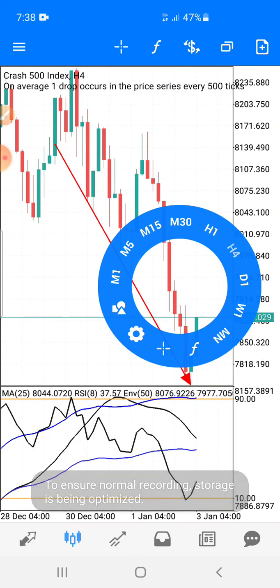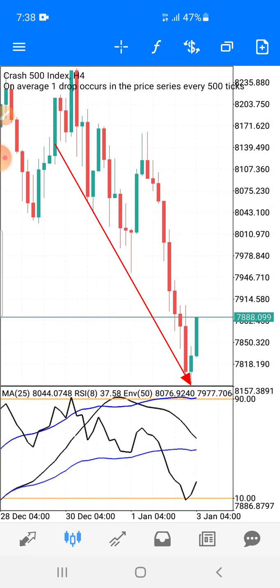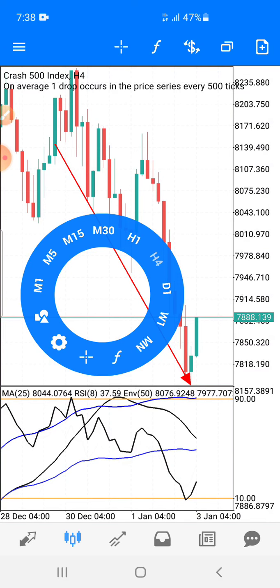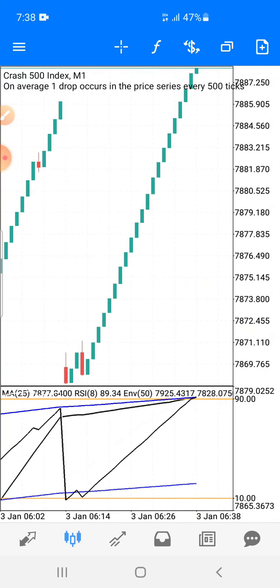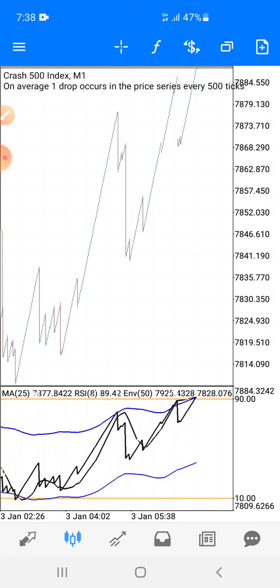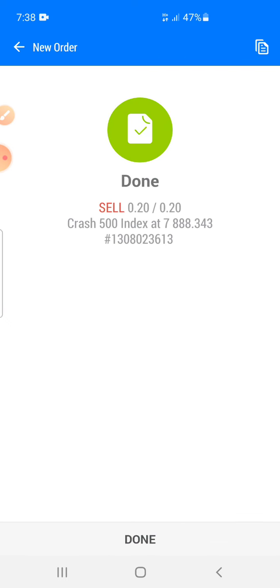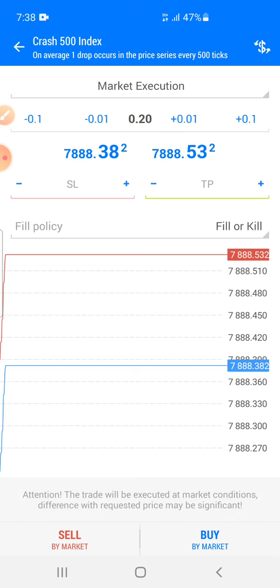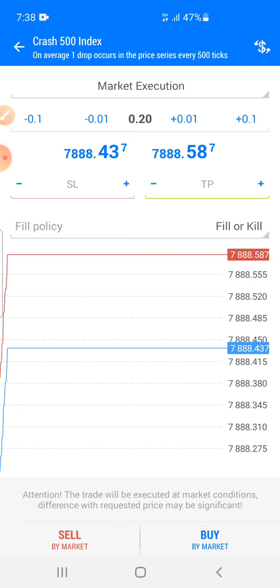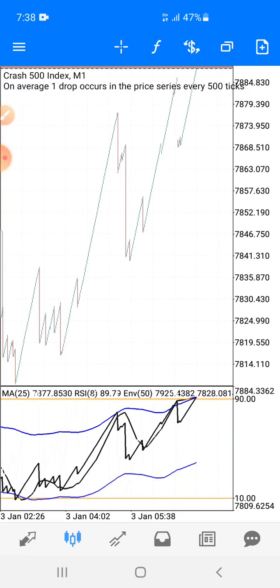Are you ready? I'm going to show you how to catch drops on Crash 500. All right, so let's scroll to 1 minute time frame, and I have to zoom out completely. Okay, so I'm going to place a sell right now. All right, so I'm placing another sell. Okay, so I've sold Crash 500 because I want to explain something before the spike comes.